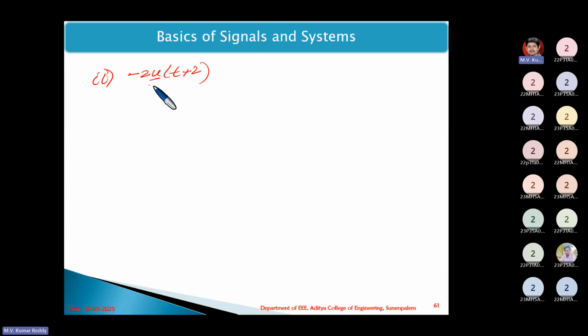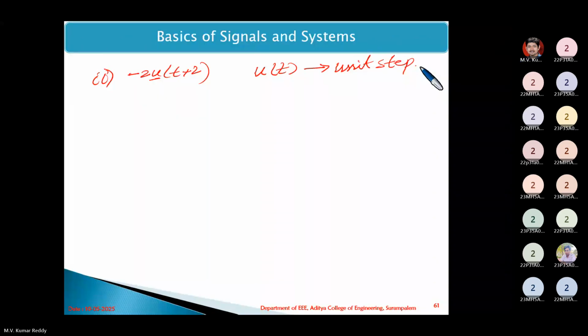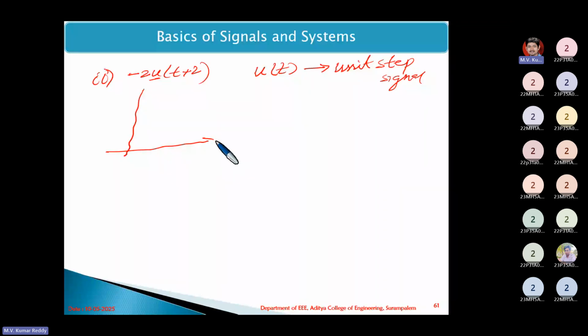Here u means u of t. U of t means which signal? Unit step signal. So we have to take a unit step signal. This is the unit step signal u of t. Here what is the y value? 1.